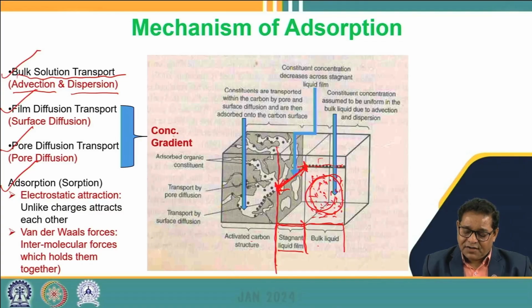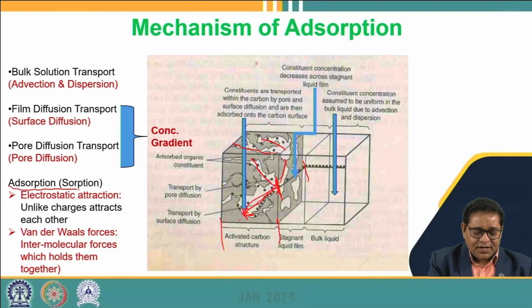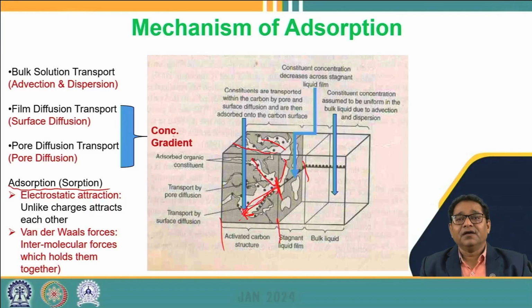If we measure the concentration of the particle, it will be decreasing. Again here, the concentration at the surface is high, whereas the concentration within the pore has no solute. So again a concentration gradient is established, and because of this concentration gradient, the pollutant moves from the surface into the different types of pores.